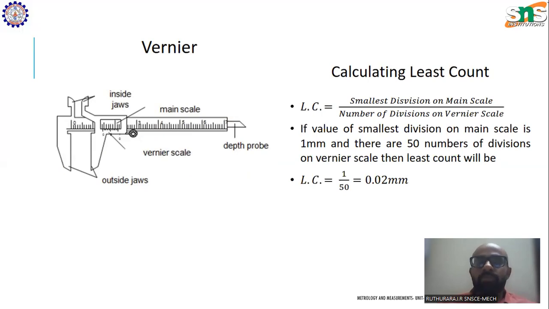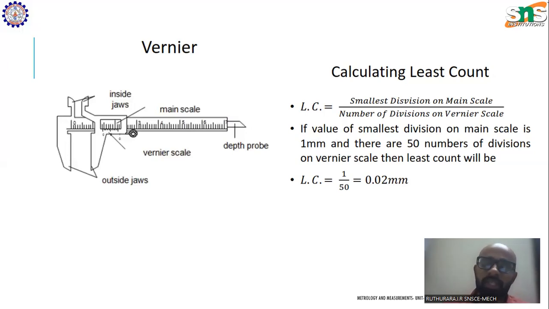Another important concept in this measurement is least count. Least count is, as I have said earlier, the least possible value measurable by a measuring instrument. If you take your steel rule, 1 millimeter is the least possible value measurable by that instrument. But if you take a vernier caliper, the least possible value measurable is different. As you can see here, the least count can be calculated by this formula: smallest division on the main scale divided by the number of divisions on the vernier scale.